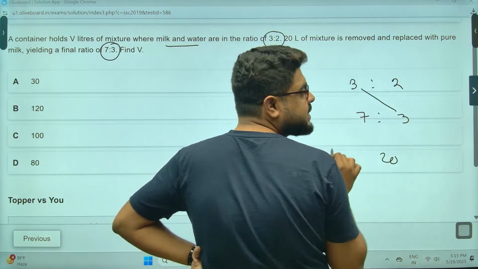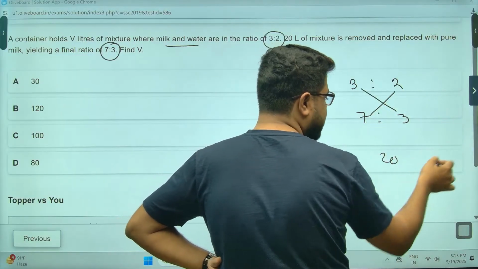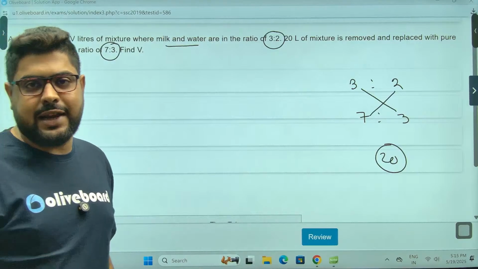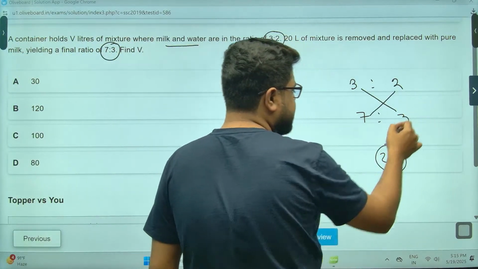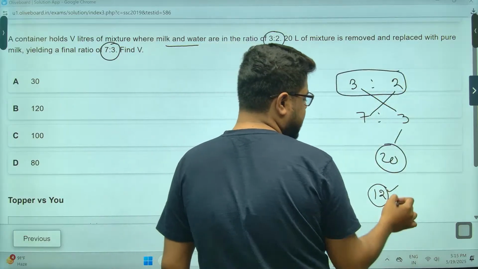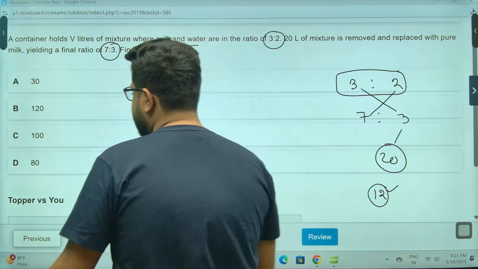So 3 threes are 9, 7 twos are 14. So 5 is equal to 20. So 5 into 20, you go like that. So 3 into 20, 60. So 5 is, so 1 is 12 liters. 1 is 12, 5 is 60. 60 plus 20, 80 is the answer.